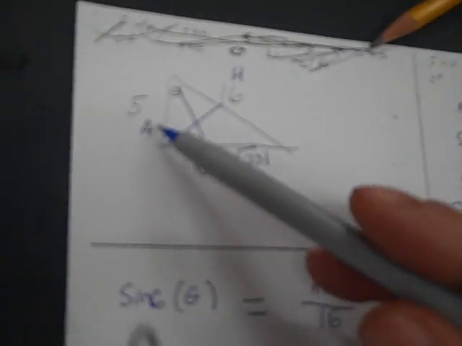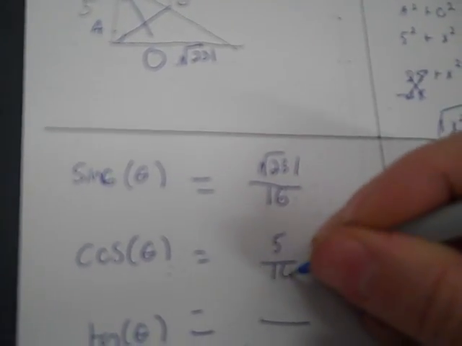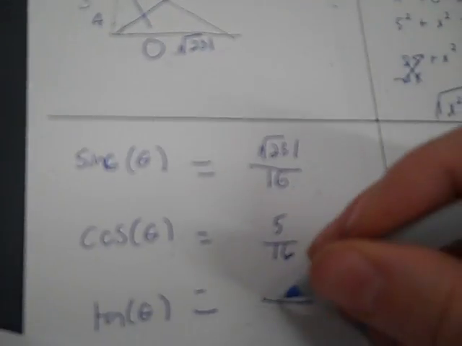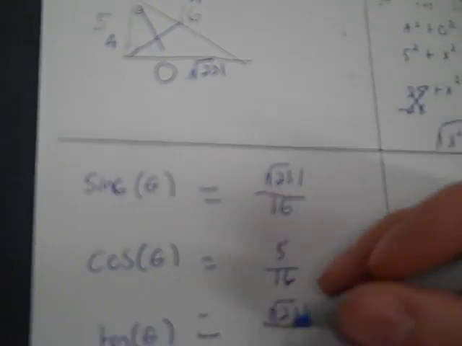Now remember, sine is the O over the H. So the O I have is the square root of 231, and the H I have is 16. The cosine of theta is A over H, so I know that A is 5 and H is 16. And tangent is the O over the A, so my O is the square root of 231 and my A is 5. Every one of these problems you see a right triangle, but you're doing different things.